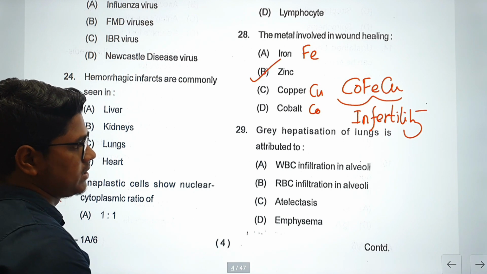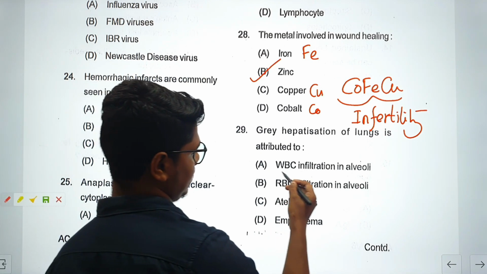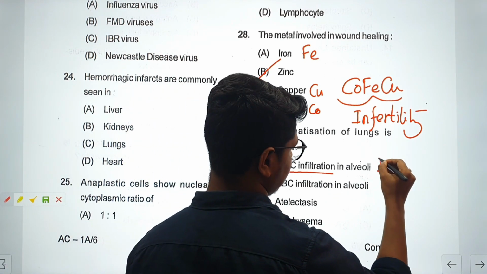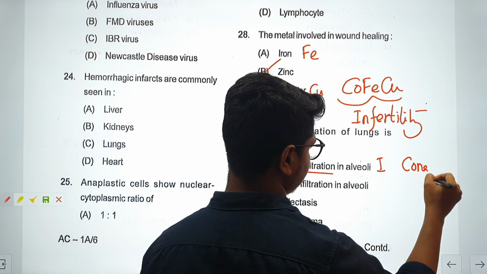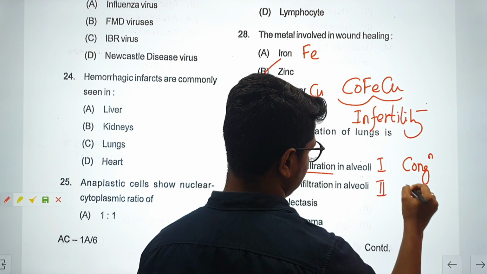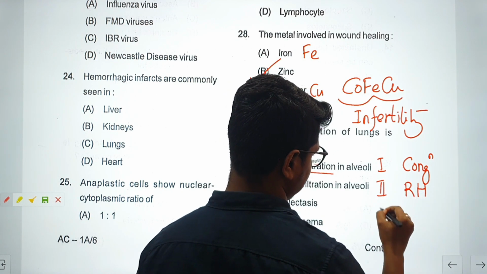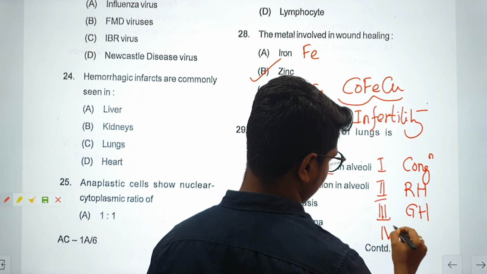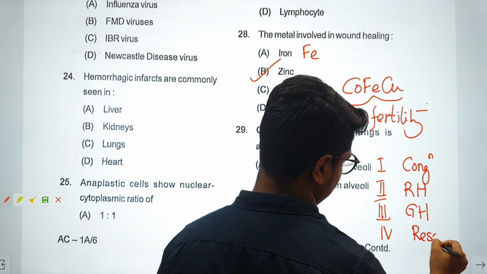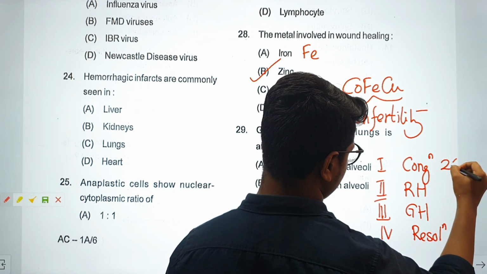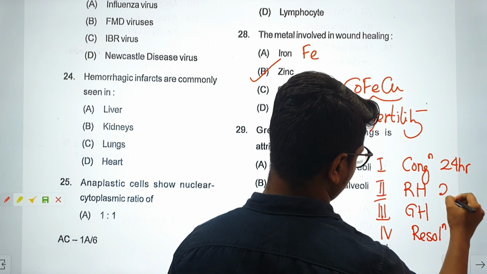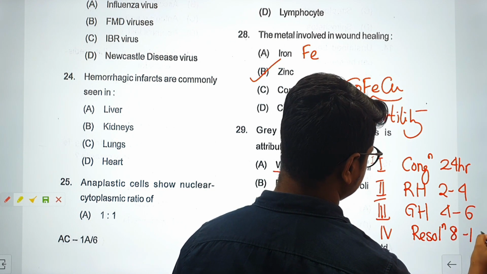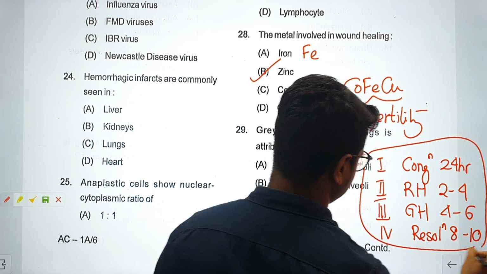Grey hepatization of lungs is attributed to WBC infiltration. There are 4 stages of pneumonia. Stage 1 is known as congestion. Stage 2 red hepatization. Stage 3 is known as grey hepatization. Stage 4 is known as resolution. Remember the days: this is 24 hours or 1 day, this is 2 to 4 days, 4 to 6 days, 8 to 10th day. Okay, these are the stages of pneumonia.